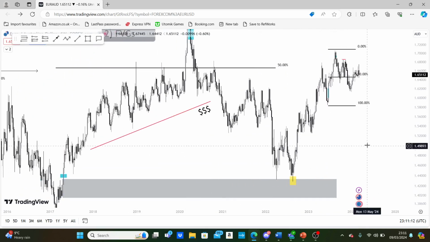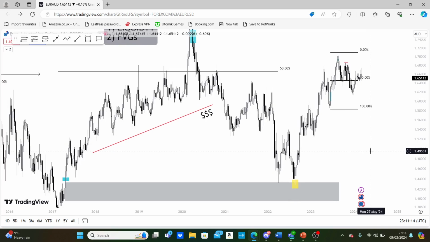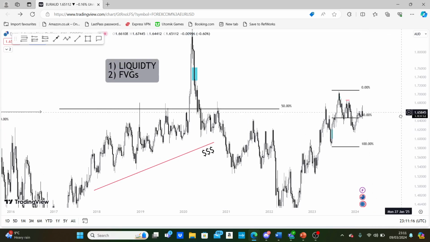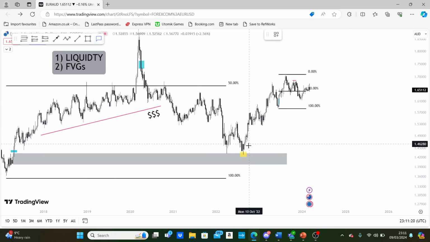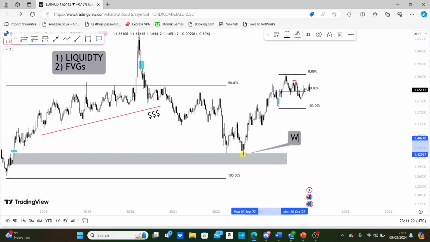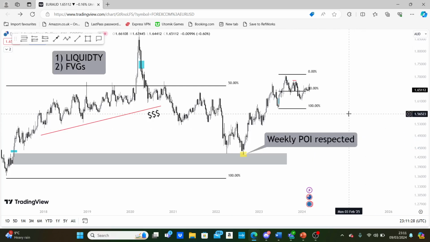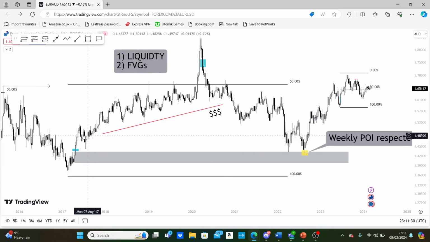So what is my overall projection from the weekly time frame? Well, I have a bullish bias, and the reason I have a bullish bias is because price has reacted off a weekly zone over here. This is a weekly zone, so we can't ignore it. Weekly POI respected, right? The weekly POI has been respected, so we filled a bullish fair value gap.